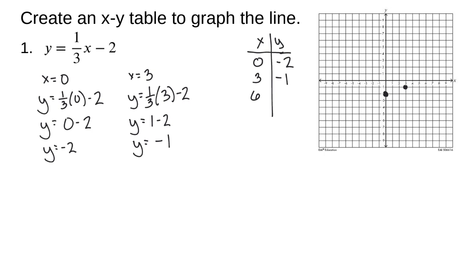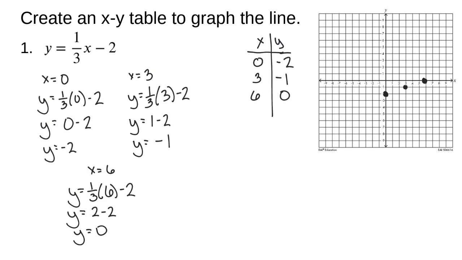Let's try when X equals 6 and see what happens. So again, we're rewriting this, but instead of X, we're putting in that 6. 1/3 of 6 is 2, and 2 minus 2 is 0. So the point 6, 0 is on our line. Those 3 points line up in a straight line, so I'm feeling pretty good about that. And then we're just going to connect the dots.